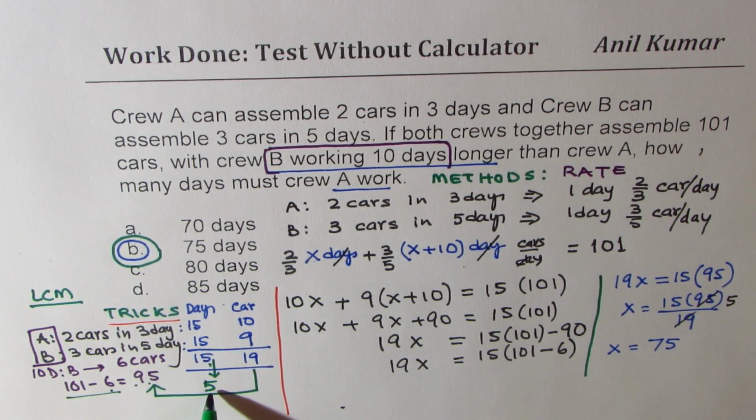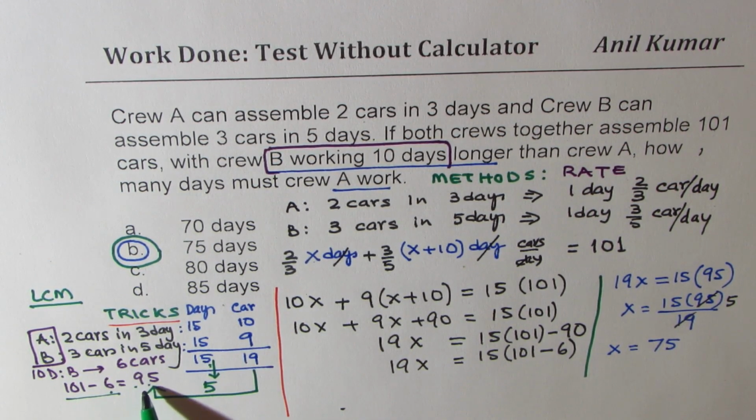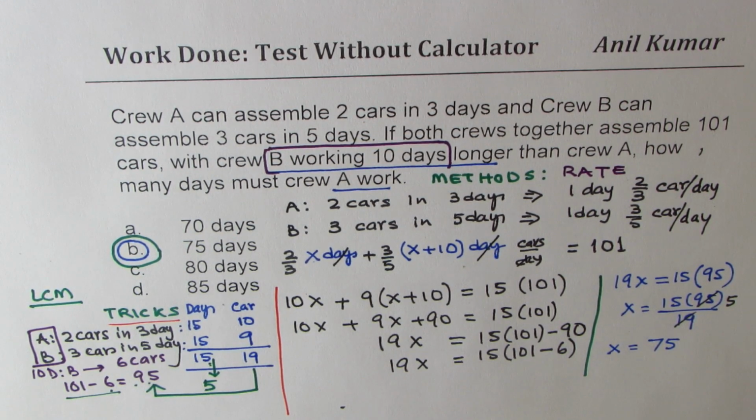Correct? So that means 15 times 5 will be the number of days required for producing 95 cars. Do you get this logic? Right? Both of them need to make 95 cars. They can make 19 in 15 days, 95 in 15 times 5 days. Think like this. So I hope you have an alternate method in place. You could adopt this method to solve such questions.